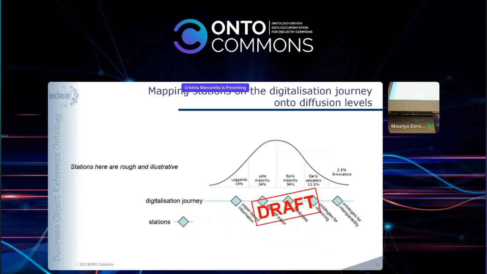And the last thing, and I think there's one more slide after this, is that you can actually turn the Rogers market diffusion thing the other way around, so you have the laggards on the left, and you say, of the things we're doing at the moment, where we are, and you can say, look, there are enterprises that are totally paper-based.